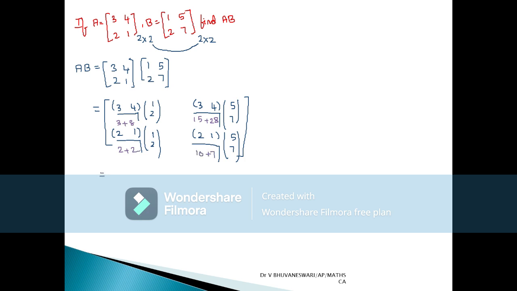So the resultant will be 8 plus 3 is 11, 28 plus 15. 8 plus 5 is 13, 3 balance 1. We have 43, 4 and 17. Similarly, when you observe, the resultant matrix order will be 2 by 2.